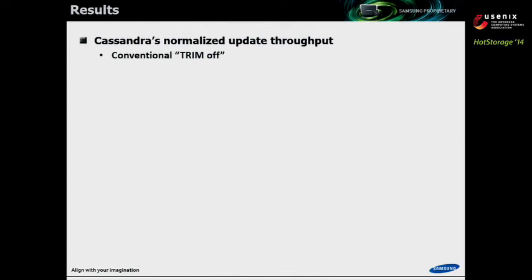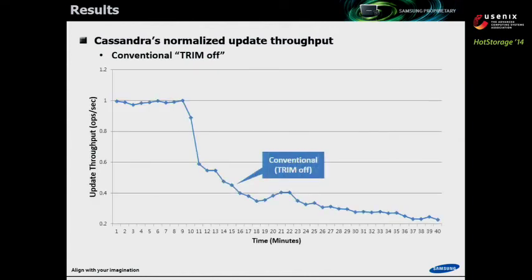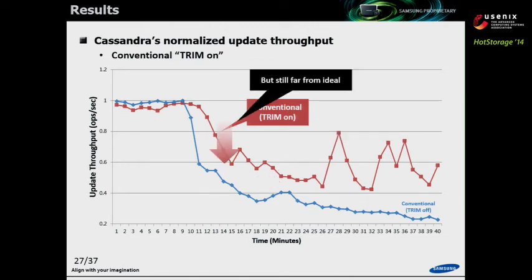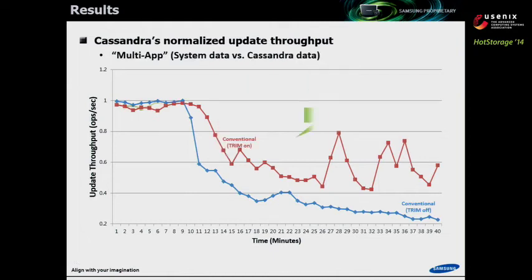So this is the result of the conventional SSD without the trim function. And when you use trim on the conventional SSD, the performance improved and sustained at a certain level. But it is still far from the ideal. And when you use multi-app, which uses 2 stream IDs, it's very similar to the conventional SSD. This is because the system data takes quite a small portion of the total I/O traffic.